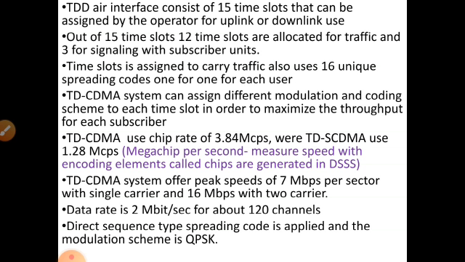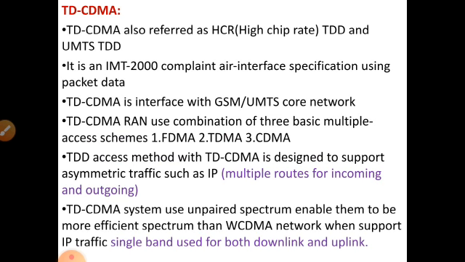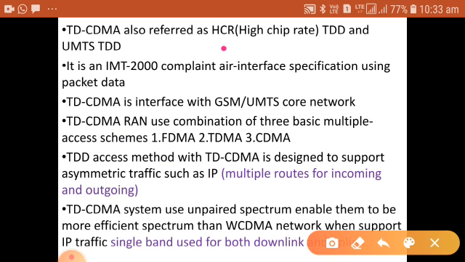In the next video we are going to see TD-SCDMA. For TD-SCDMA they use 1.28 Mcps. So compared with TD-SCDMA, this TD CDMA has a higher chip rate. So in this first slide we looked at the HCR.